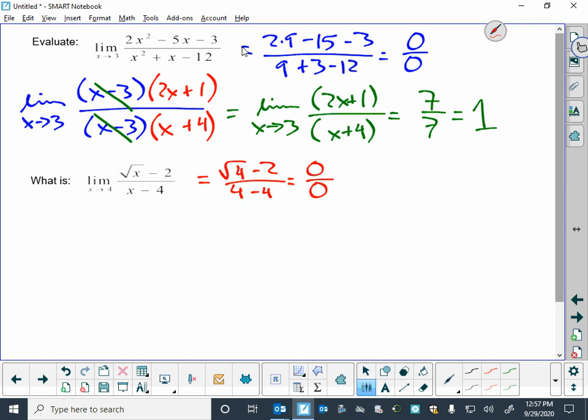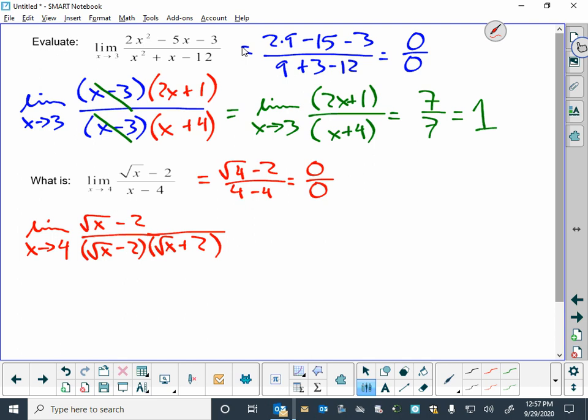And in the factoring realm of things, this doesn't make a lot of sense either, because I don't really have a quadratic, except that x is kind of like the square root of x squared, and so maybe I could get away with writing this as the limit as x goes to 4 of (the square root of x minus 2) over (the square root of x minus 2 times the square root of x plus 2).